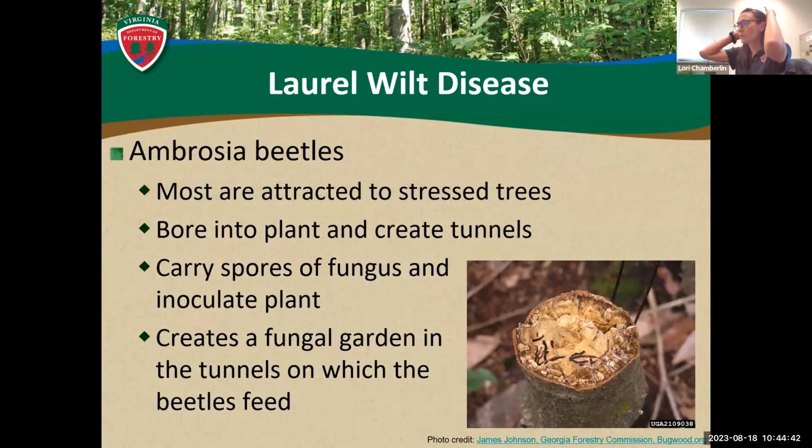Okay, so to fully understand laurel wilt disease and how it infects plants, we need to understand a little bit about ambrosia beetles. Ambrosia beetles are most attracted to stressed trees. We have a lot of species of native ambrosia beetles, and they generally only attack stressed trees. They carry spores of a fungal pathogen, and so they bore into plants and create tunnels. Because they're carrying spores of a fungus, when they bore into the plant, they inoculate the plant. Then they create a fungal garden within the plant, in the tunnels, and that's what they feed on.